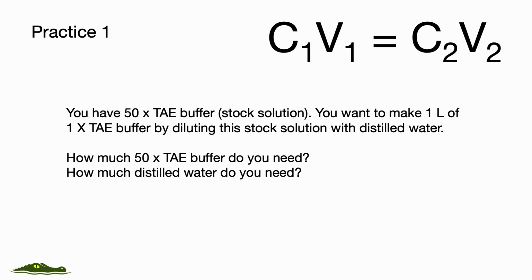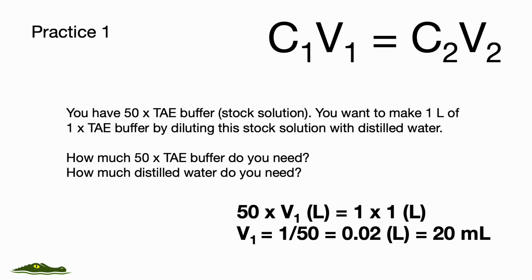Let's practice. You have 50x TAE buffer stock solution. You want to make 1 liter of 1x TAE buffer by diluting this stock solution with distilled water. How much 50x TAE buffer do you need? How much distilled water do you need?